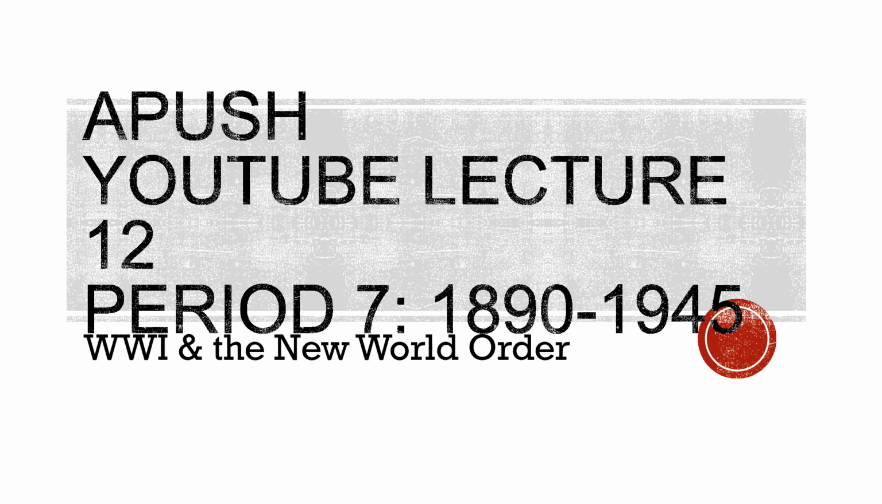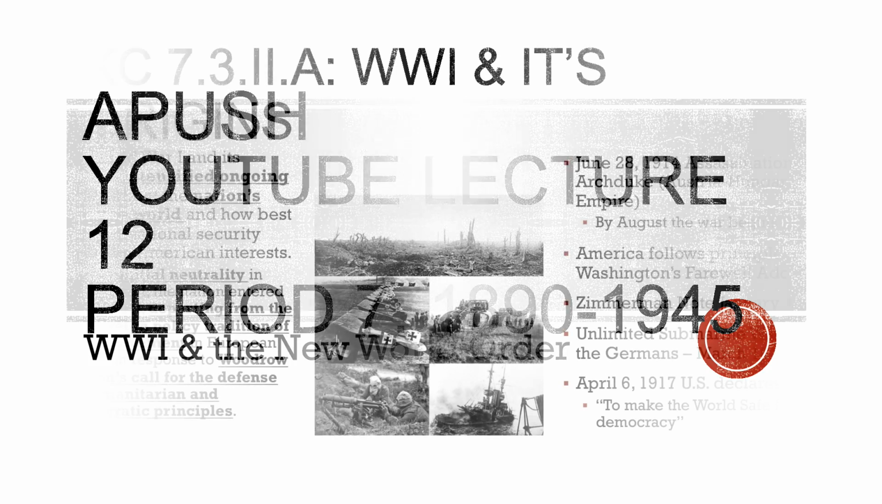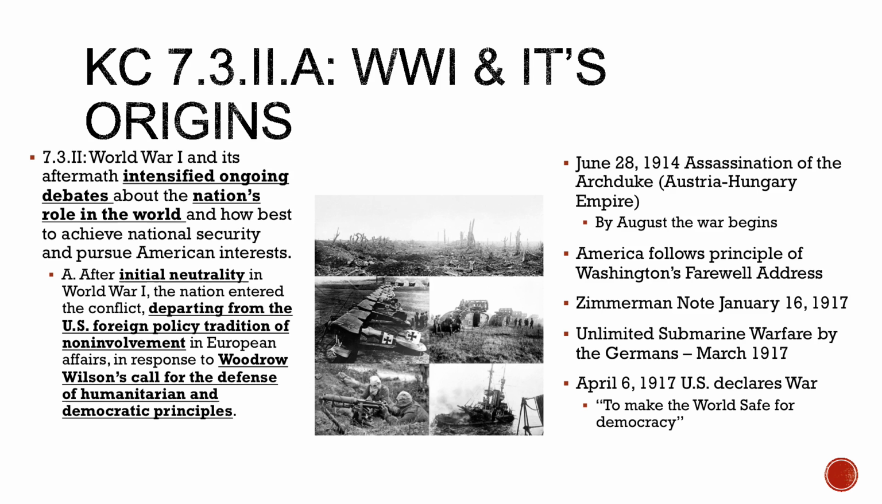We're in period 7 still. And this one deals with World War I and the New World Order. So let's get right into our key concepts. We're going to be in 7.3 Roman numeral 2. We're going to be doing A, B, C, D, and E. I know that sounds like a lot, but hopefully this can go fairly quickly. We'll see. So what's going on here?